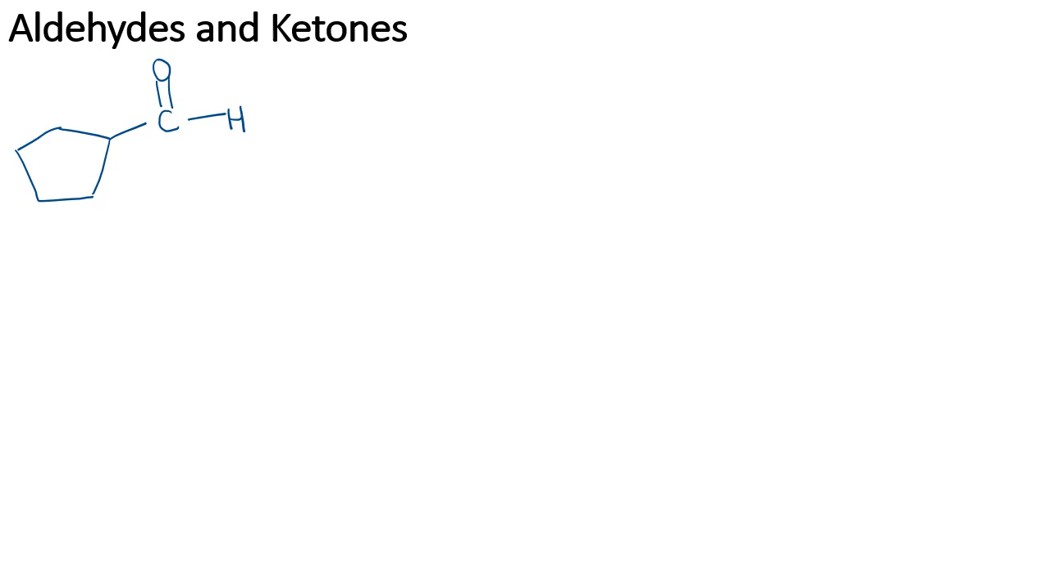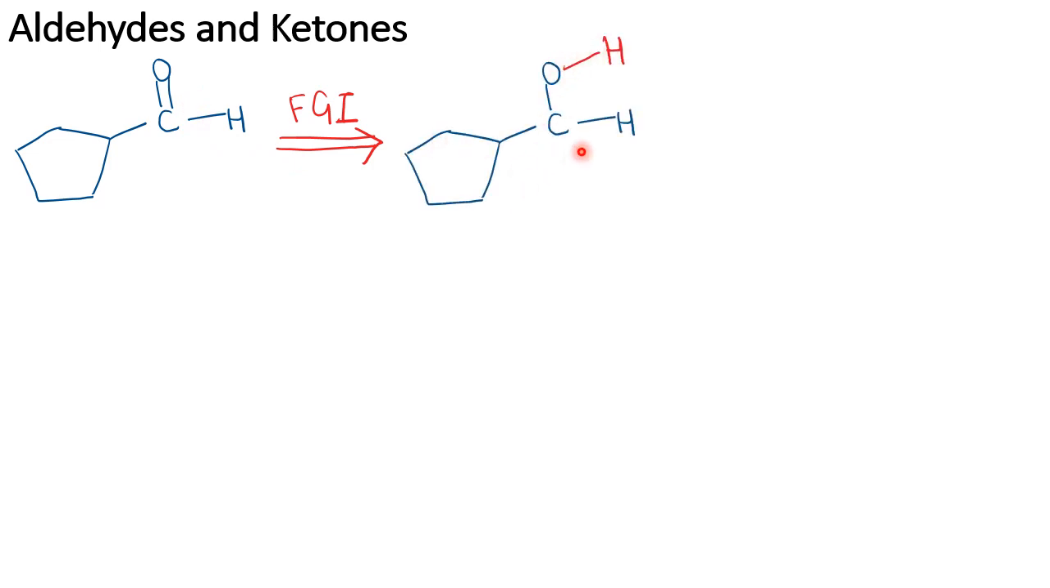Aldehydes and ketones, when we are getting such aldehydes and ketones, they can be prepared by this particular retrosynthetic strategy. What we are supposed to do is first carry out the functional group interconversion, where we convert this carbonyl functionality into alcohol functionality by addition of hydrogens. So what we are getting is a hydrogen on oxygen and another hydrogen on carbon. So we converted this C double bond O into alcohol. That is functional group interconversion.